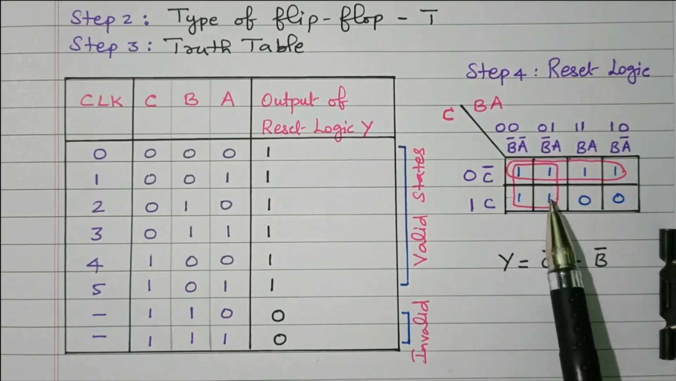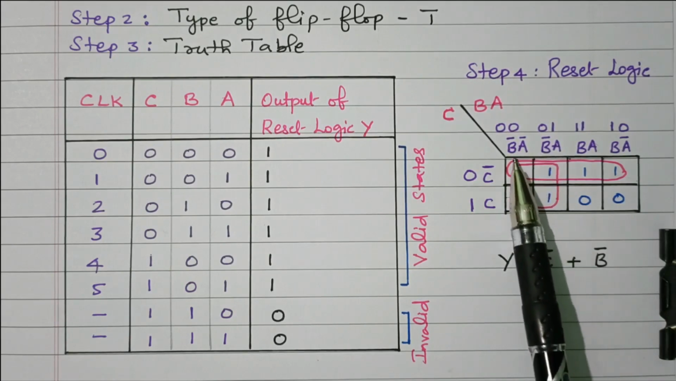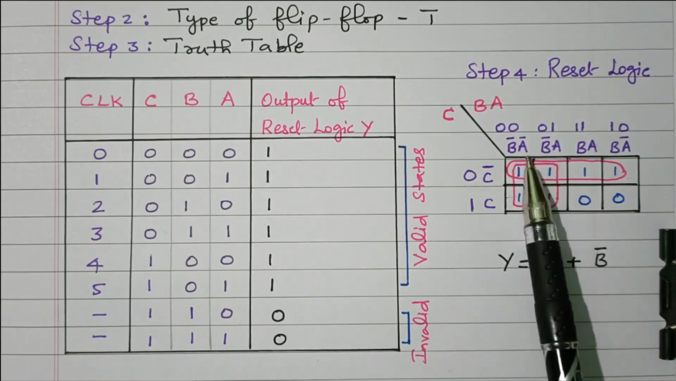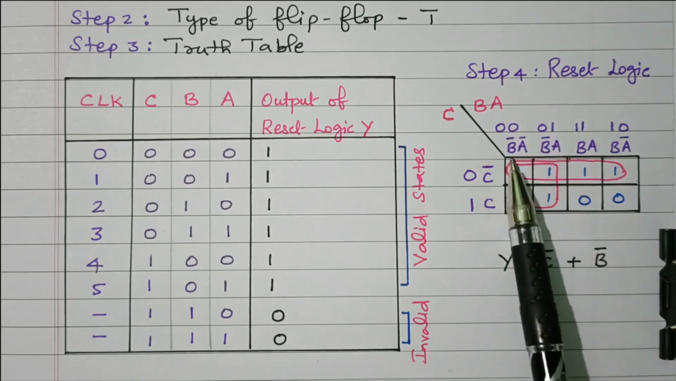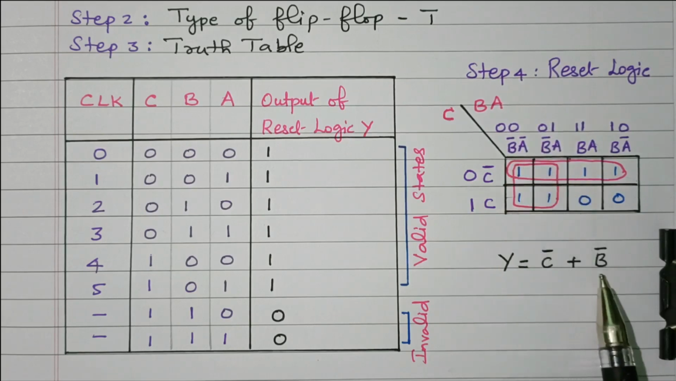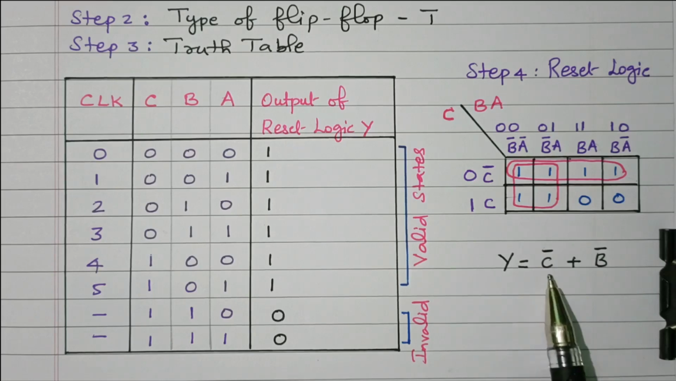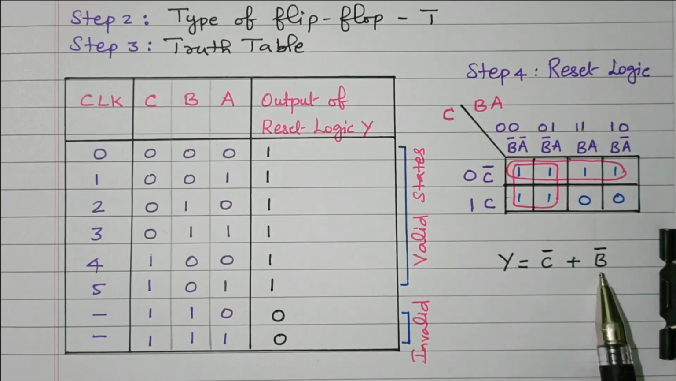Similarly, we have to refer to the first column and second column: B bar, A bar, B bar, A. So A bar and A are cancelled. B bar is commonly available. So the resultant is B bar. So the reset logic is Y equal to C bar plus B bar.